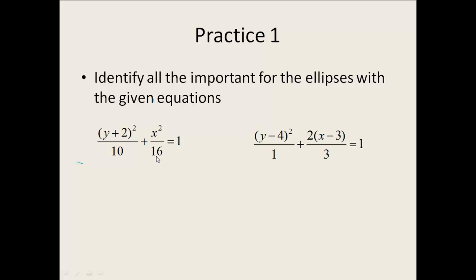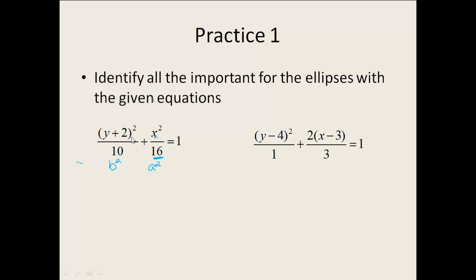Well, the 16 is bigger than 10, so the 16 is my a squared, the 10 is my b squared, because a squared is always bigger. Then you want to look at, well, what's a squared partnered with? It's partnered with an x, so that means I am going to use my top formula. I'm going to use the x minus h squared over a squared plus y minus k squared over b squared is equal to 1.